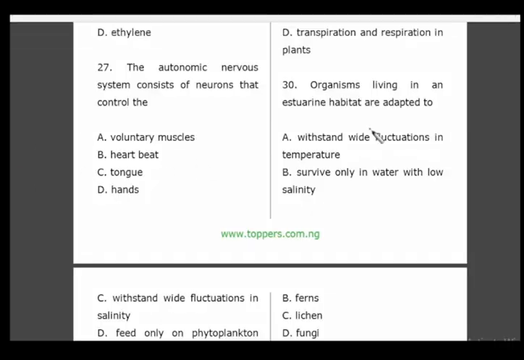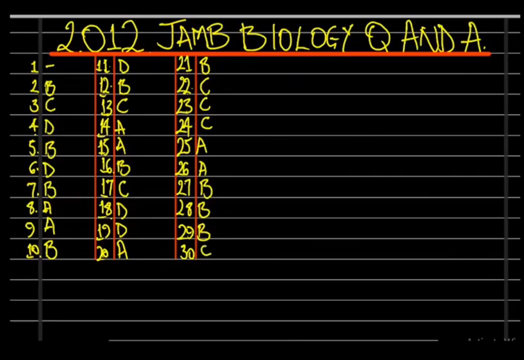So from that now we should be able to deduce our answer. The answer there, organisms living in an estuarine habitat will be able to withstand, that is where the answer is, option C, withstand wide fluctuations in the salinity, because there is going to be constant fluctuation in the salt content of that water. So that is our answer, question number 30.